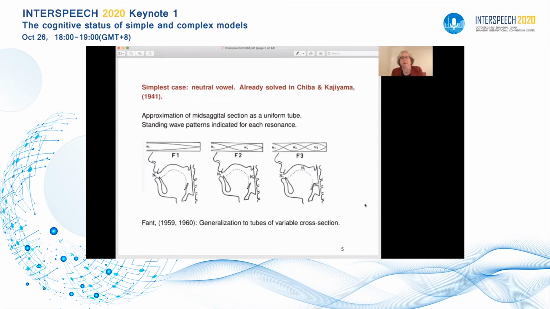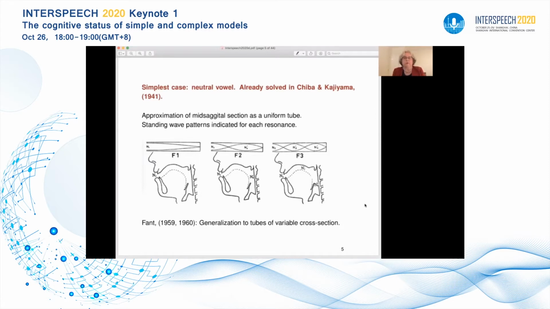Now, the simplest case, which is the case of a neutral vowel, had already been solved in Chiba and Kajiyama in 1941. And Fant built on that work, and he provides this diagram of what they showed.